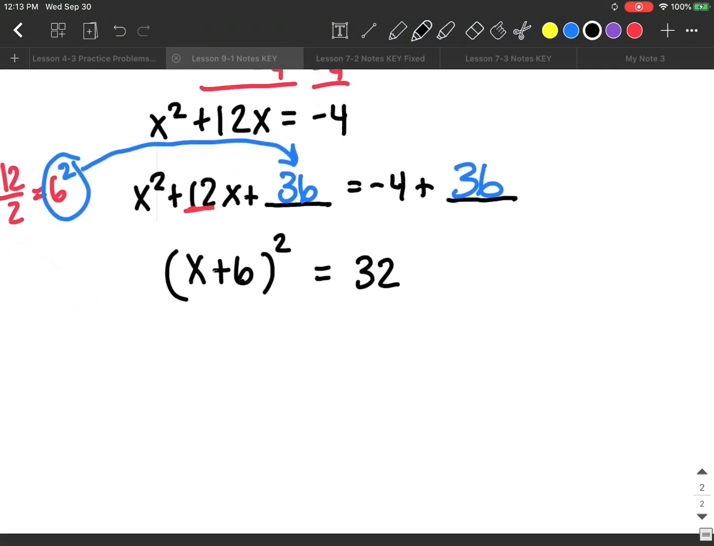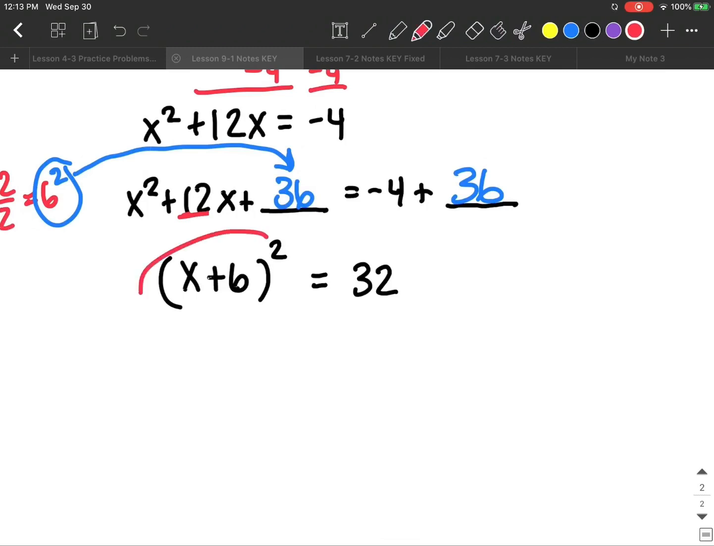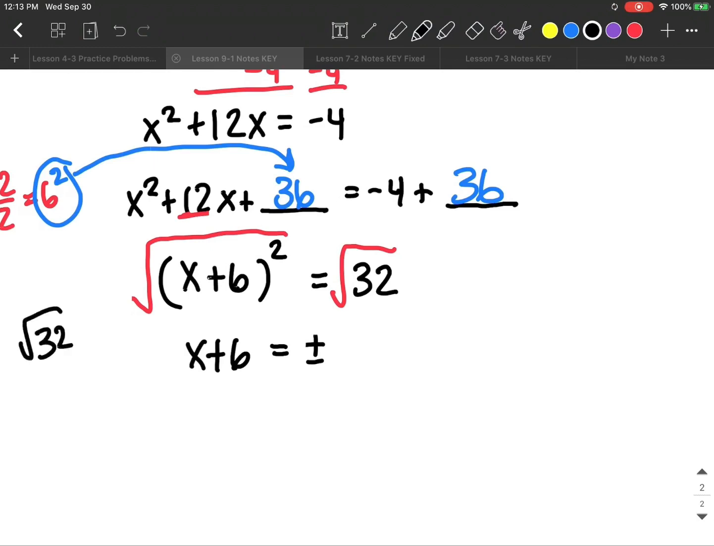Now I can use the square root method to solve this, since I have something squared by itself on one side. I'm going to take the square root of the left-hand side to get back to just x plus 6. If I take the square root of the left-hand side, I have to take the square root of the right-hand side. And that's going to give me plus or minus. Once I decide to take the square root, I need to include the plus or minus. And then on the other side, I'm just going to break down 32 because I need to simplify if I can.